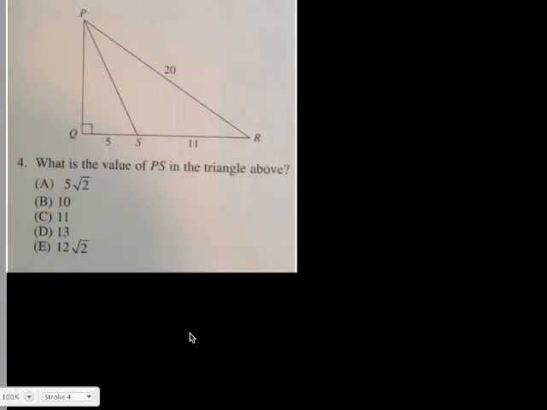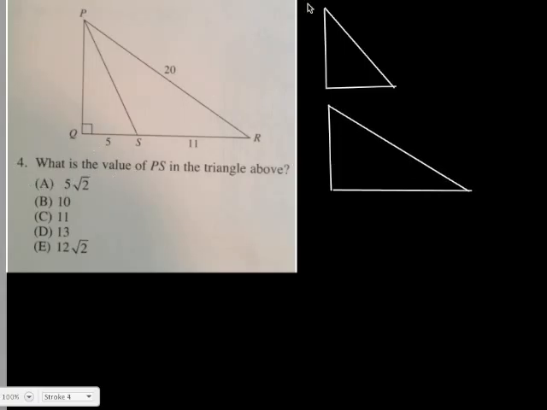The next problem is on Pythagoras' theorem. The question is, what is the value of PS in the triangle here? So if you can look at the two triangles separately, let's see if we can pull this out. And the PQ, this is side PQ. This is side PQ, and this is also PQ. This is 90 degrees. Call this one R and this one S.